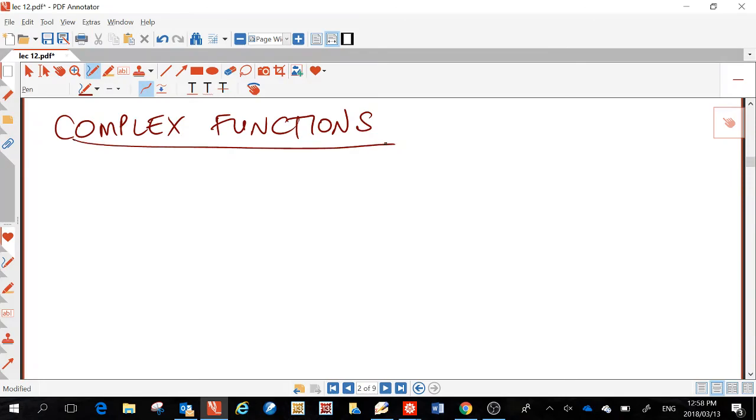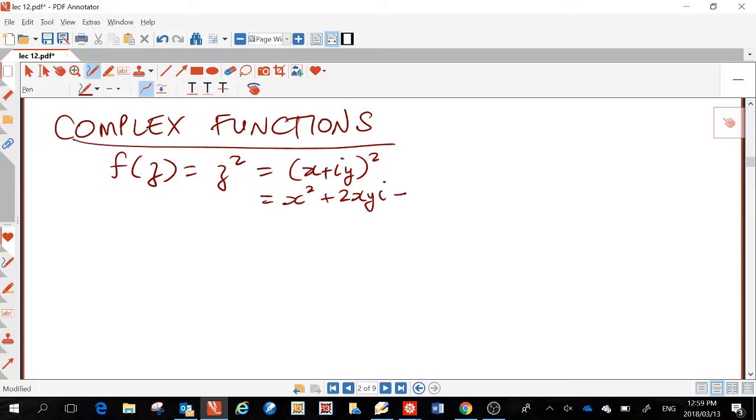Complex functions. So, in other words, we can have a function like f of z equals z squared. If you want to expand it, you can say (x plus i y) squared. Square it out: x squared plus 2xyi, then i squared y squared, so it'll be minus y squared. Gather the terms together: the real part is x squared minus y squared, and the imaginary part is 2xy i. So you see, it comes back to the shape x plus i y.